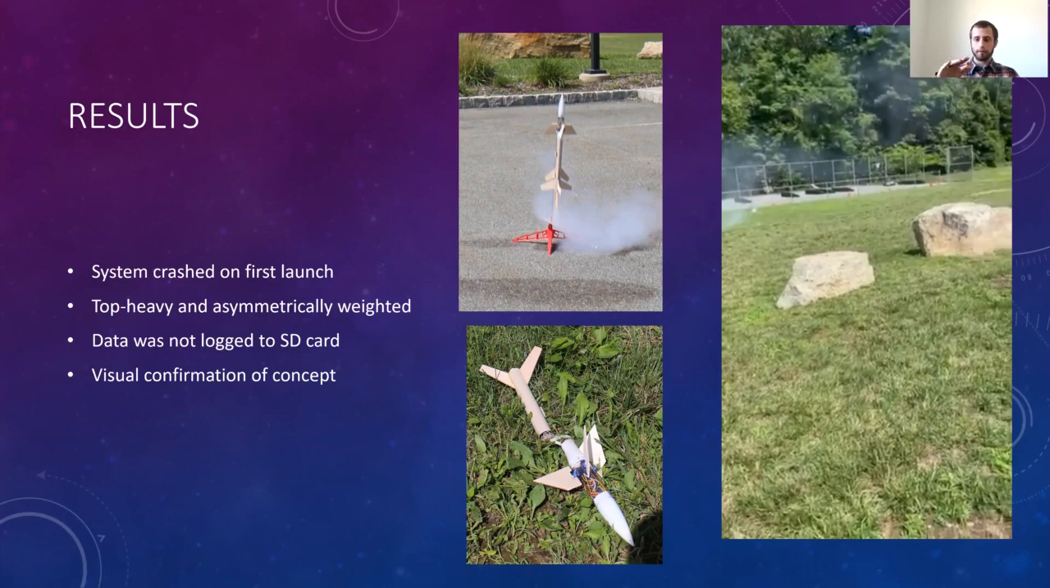However, we have a visual confirmation when the rocket goes straight up that, yes, this concept works. These control wings can help compensate for it if the rocket was better weighted and also had a stronger engine in order to compensate for this.